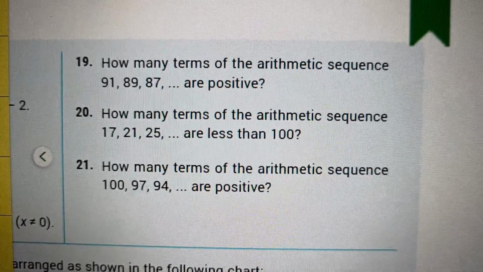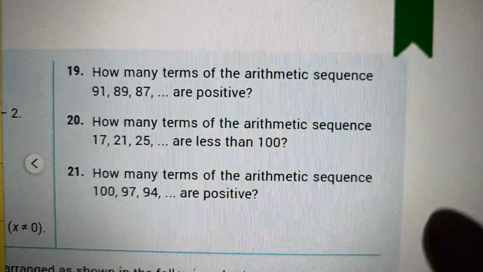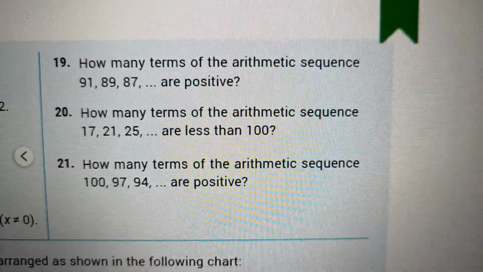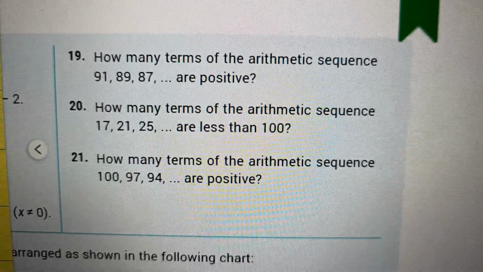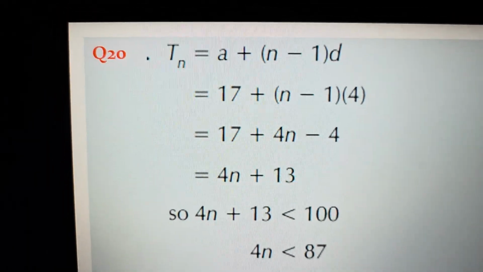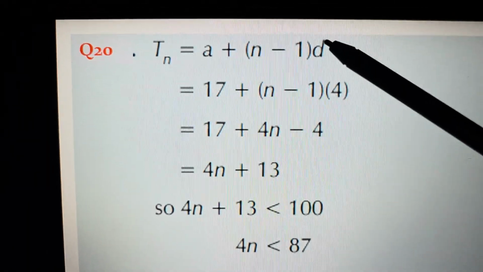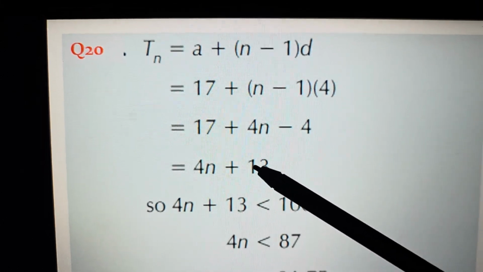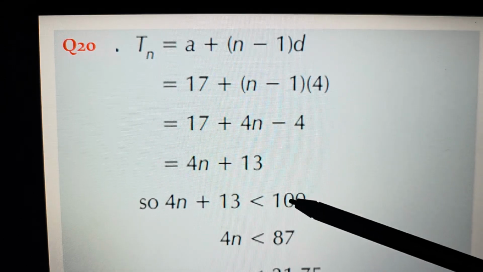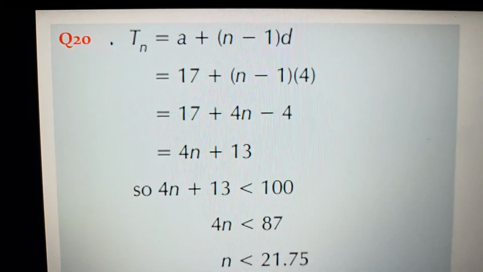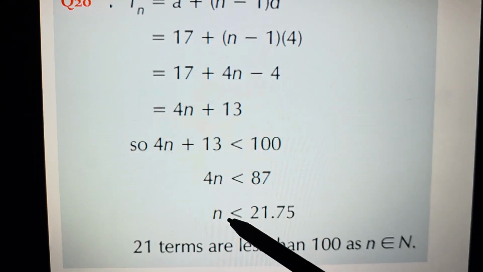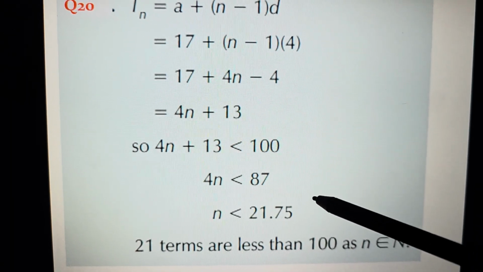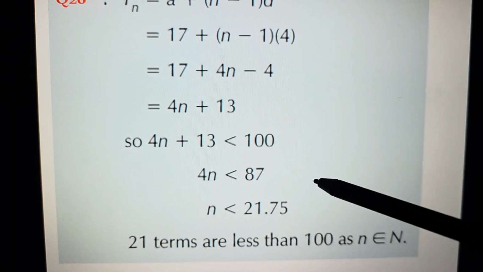Question 20, how many terms in that arithmetic sequence are less than 100? So again, you need to come up with the T of n formula for an arithmetic sequence and let it be less than 100. Okay, so the T of n formula, sub in A is 17, D was 4. Tidy it up, T of n equals 4n plus 13. I want that to be less than 100. Okay, so let it be less than 100, solve for n, and you'll eventually get that n is less than 21.75. N has to be a positive whole number because it represents a term number in the sequence.